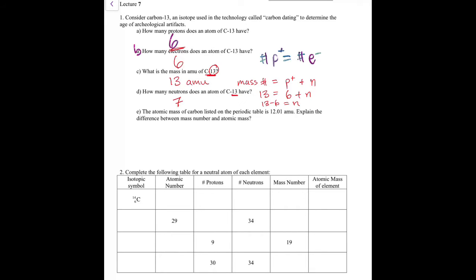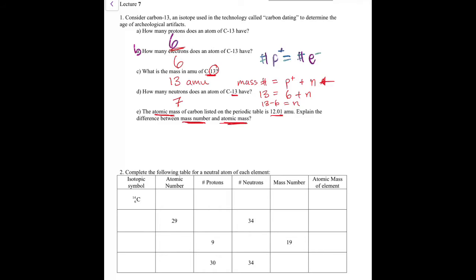E, the atomic mass, that's a different word here. Atomic mass of carbon listed on the periodic table is 12.01 AMU. Explain the difference between mass number and atomic mass. Great. So this is a key concept to understand. The mass number is the proton number plus the neutron number of an isotope. So you have different masses for different isotopes, right? Whereas the atomic mass is the average of all those masses with respect to the percentage of their occurrence.